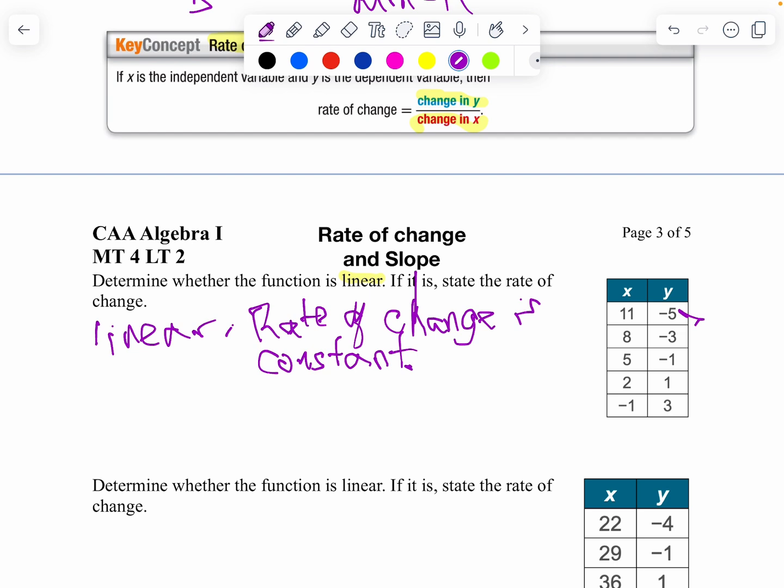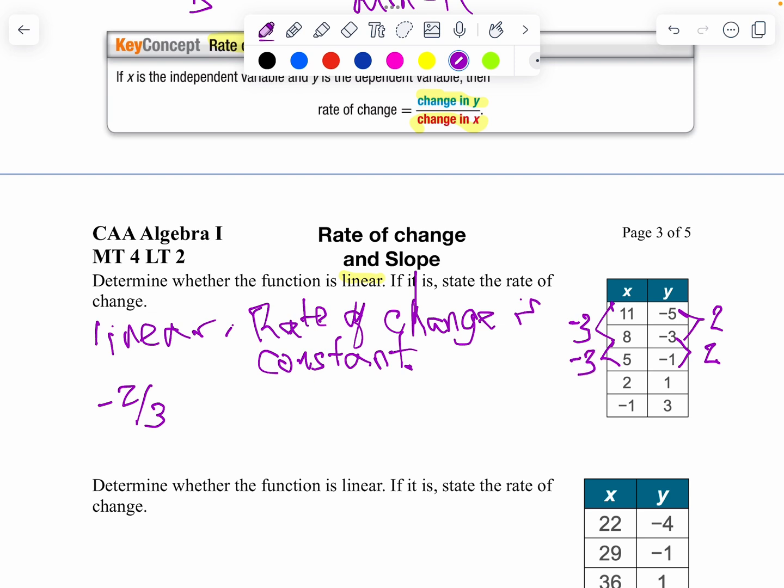So first off, I go from -5 to -3. Notice that goes up 2. If I go from 11 to 8, I'm going down 3, aren't I? So I know my rate of change is -2/3 between the first pair of points. And if I get anything besides -2/3, or at least reduces to -2/3, then it's not the same. Now I go from -3 to -1, I'm going up 2 again. And from 8 to 5, I'm going down 3.